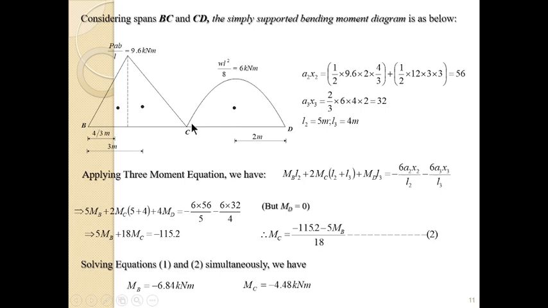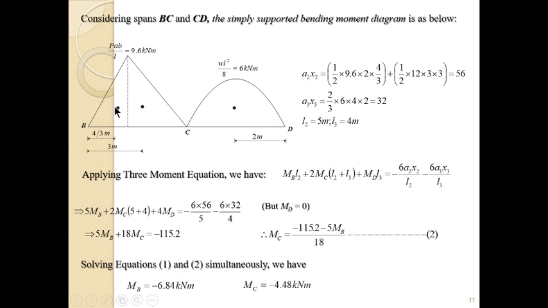So we go to this one. This one is just a semicircle, WL squared over 8. Remember, this is L3. WL squared over 8 gives us 6 kilonewton meter. And the centre is just halfway, because this is a semicircle, which is 2 meters. So we now go ahead and calculate our A2X2.